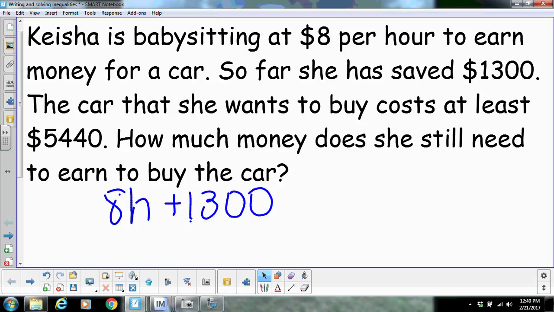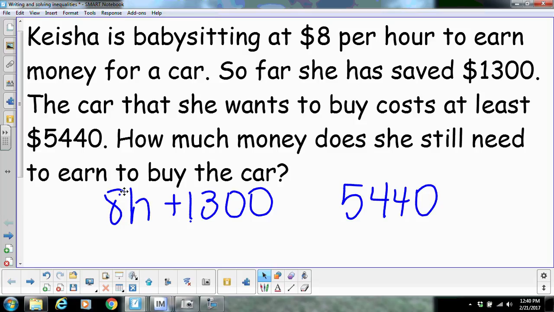At least 5,440. So the question here is, what sign do I need to put there? It does not say the car is 5,440. So don't tell me it's equal. Okay. Now, does Keisha need to have more than 5,440, or does she need to have less than? She needs to have more than.